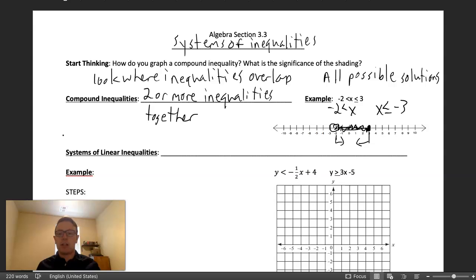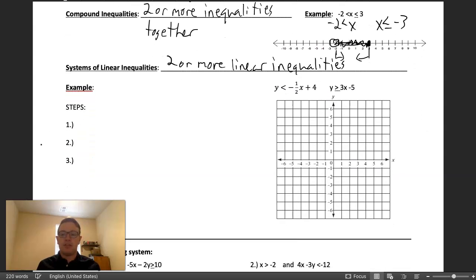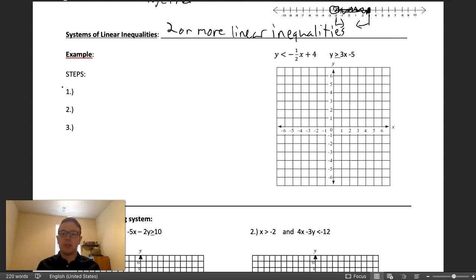Now the same is pretty much true for a system of linear inequalities. All that's different for a system of linear inequalities is we're looking at two or more linear inequalities, or inequalities with two variables.